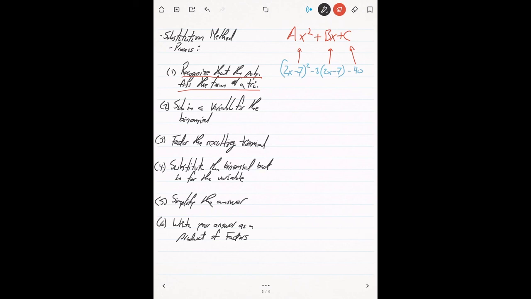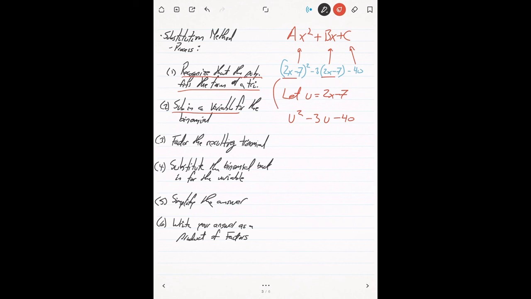So what we're going to do is sub in a variable for the binomial. That's the thing that's throwing it off, these binomial terms. So we're going to sub a variable in for that. I'm going to take the variable u. Let u equal 2x minus 7. So we're now going to have u squared minus 3 times u minus 40.